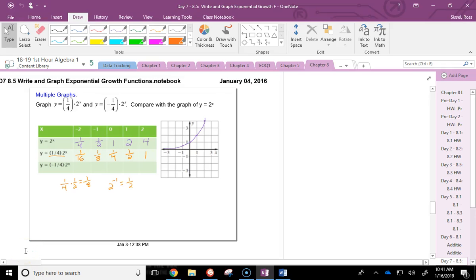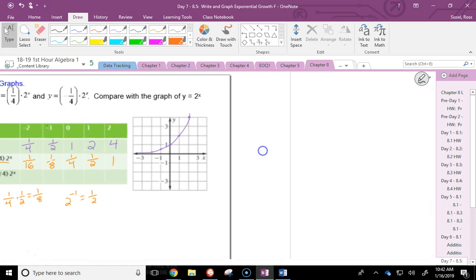Okay, so we're going to pick up where we left off. We went ahead and found that for the second graph, when x is -2, y is 1/16, -1 is 1/8, 0 is 1/4, 1 is 1/2, and 2 is 1. We're going to go ahead and graph this. I'm going to zoom in just a little.